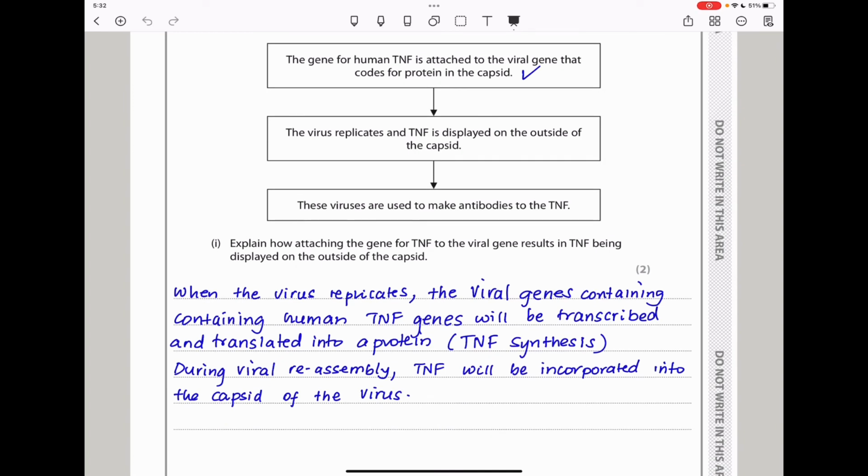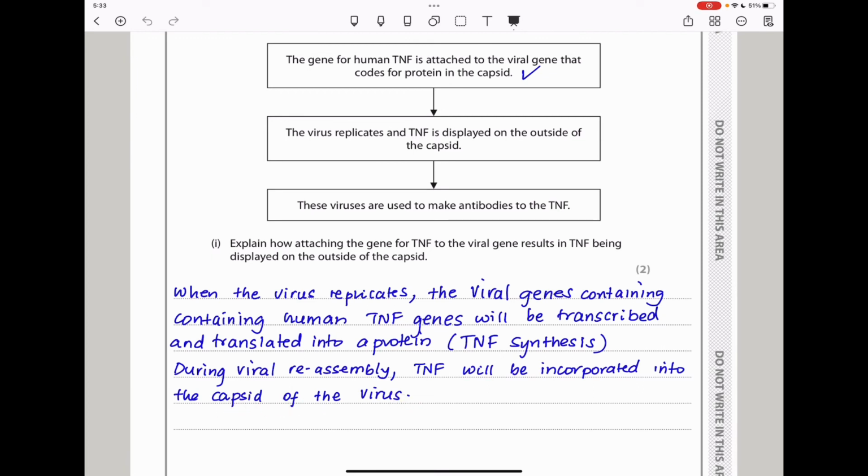So they explain how attaching the gene for TNF to the viral gene results in TNF being displayed on the outside of the capsid. So here I said when the virus replicates, remember there is going to be replication, the viral genes containing the human TNF gene will be transcribed as well because the DNA is there. So they'll be transcribed and translated into the protein. Now the protein is going to be TNF, which is generated.